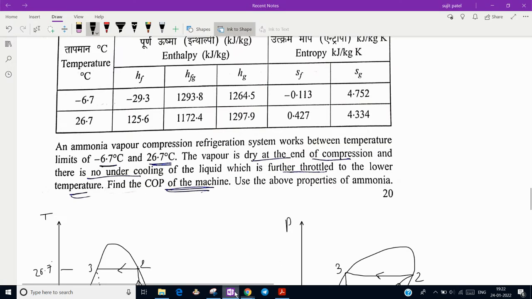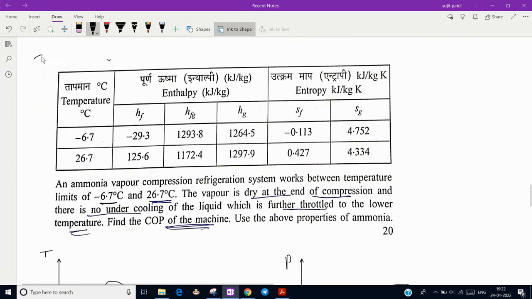Hello everyone, and today it is video number 3 of our daily solution of UPSC Civil Service mains paper of mechanical engineering. And today we will solve two questions. One is from refrigeration and air conditioning and one is for power plant, gas turbine power plant.